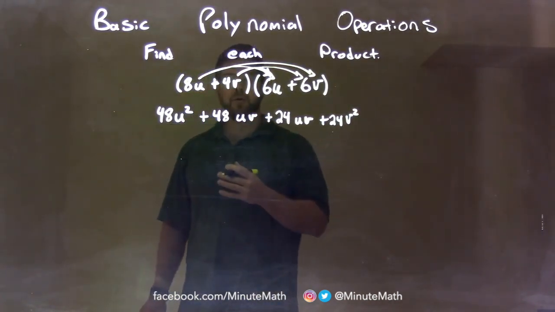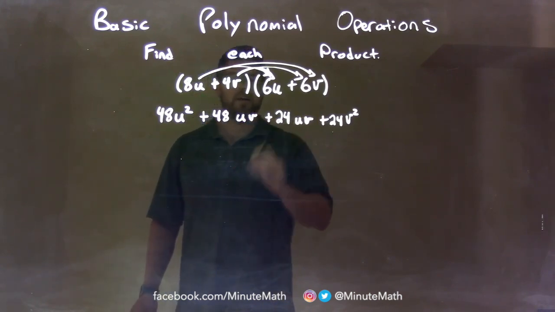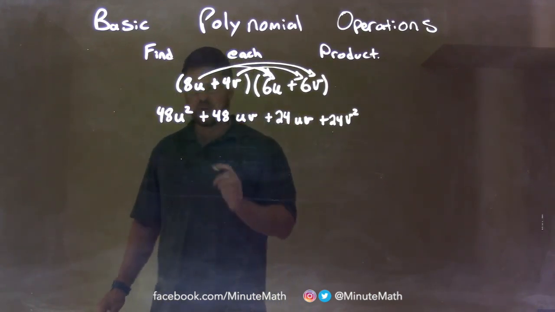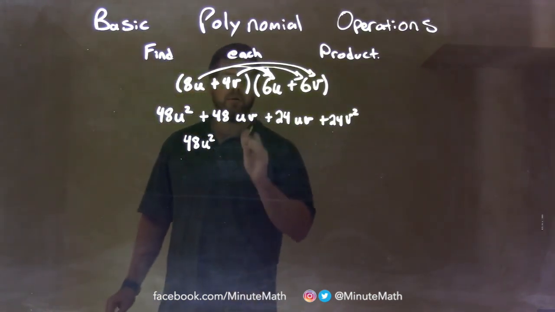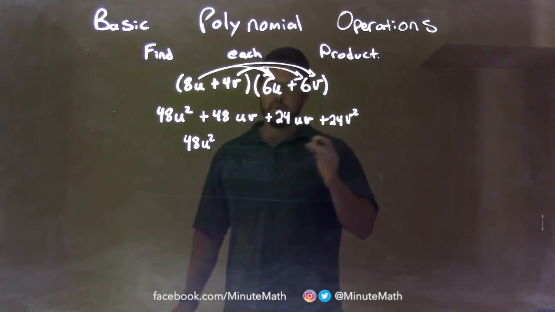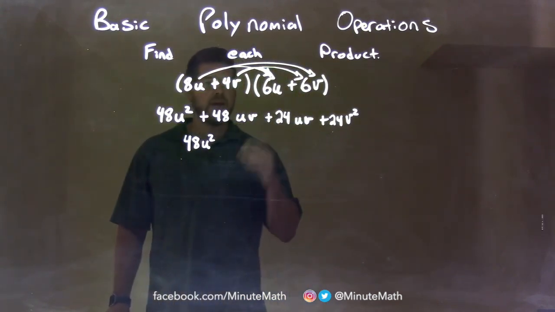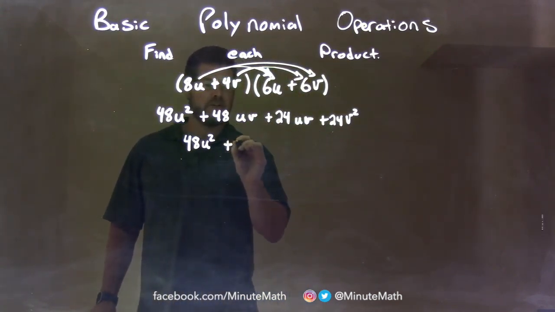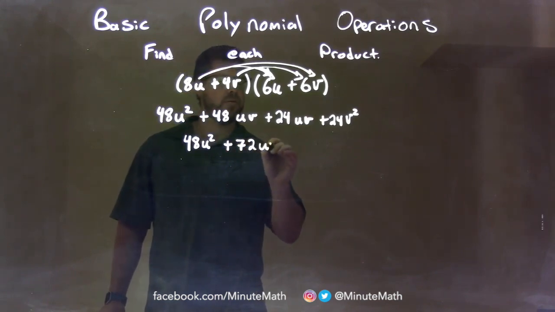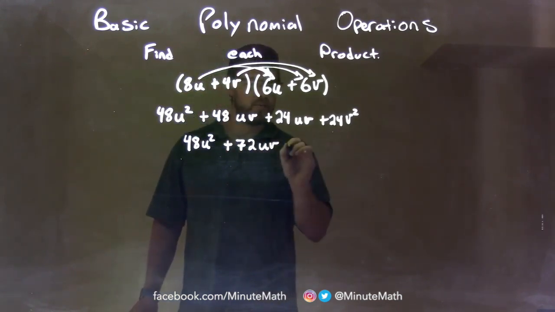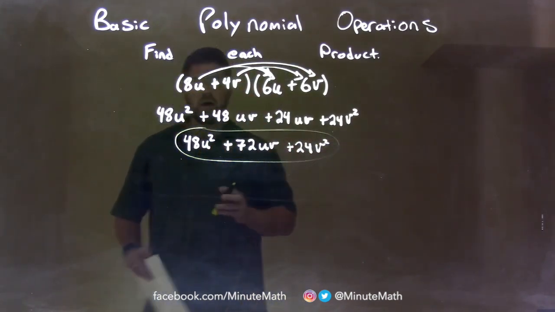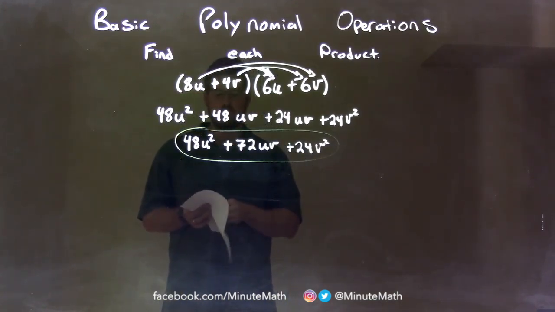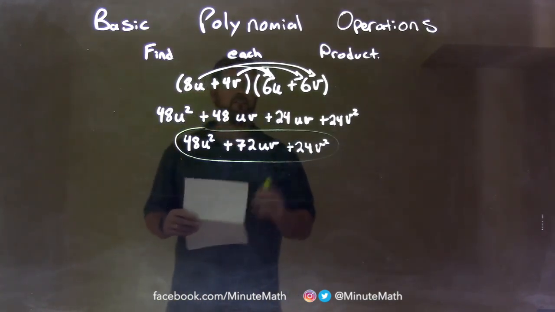So now we want to combine our like terms. Well, our only like terms we see here are uv and uv. So let's bring down the 48u squared. But then we have 48uv plus 24uv. Combine those together, and we get a 72. So we have plus a 72uv. And we bring down this last 24v squared. And there we have our final answer of 48u squared plus 72uv plus 24v squared.